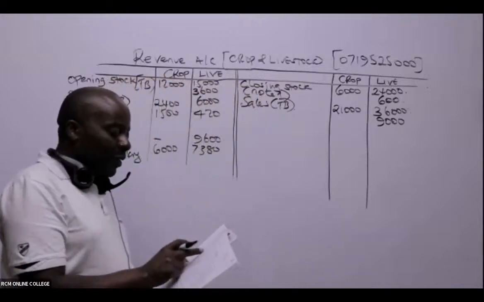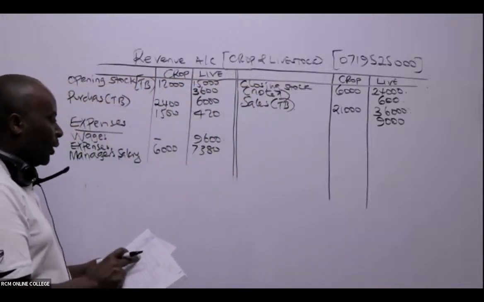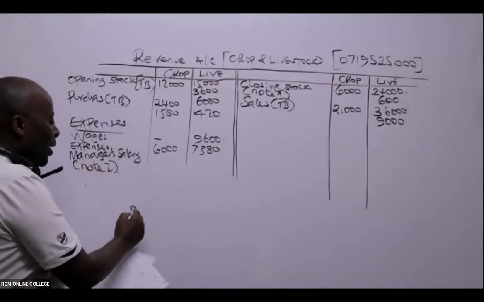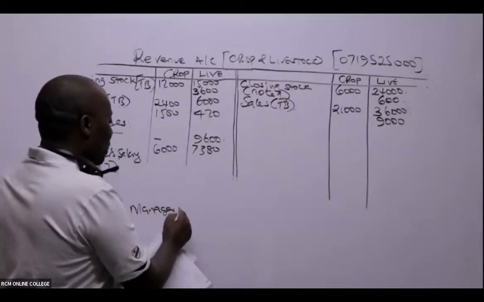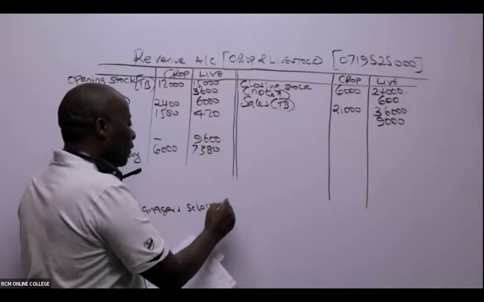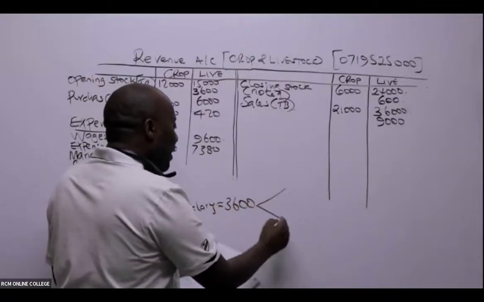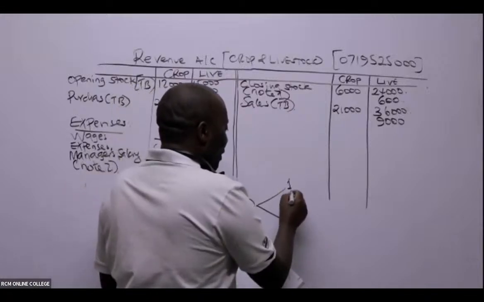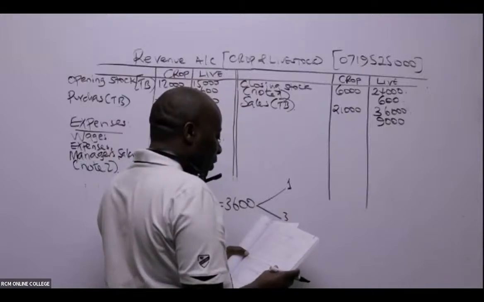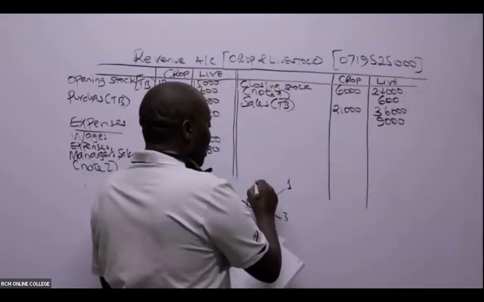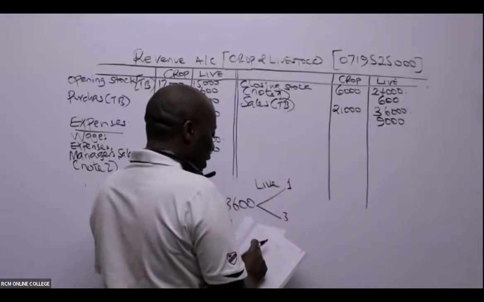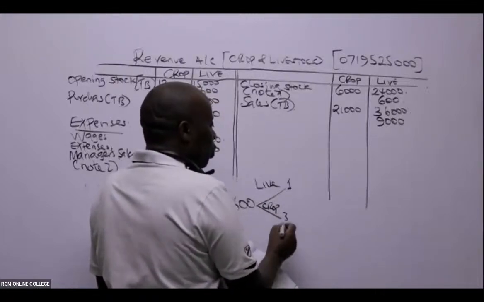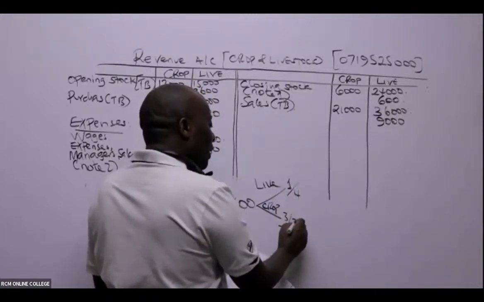So in this case, they have given us the criteria to apportion this. Look at note 2. This manager's salary of 3,600 is to be divided at the ratio of 1:3. Remember, 1 is for livestock, and 3 portions are for crop. So in total, this will be 4. So proportion-wise, this will be a quarter, and this will be 3/4.